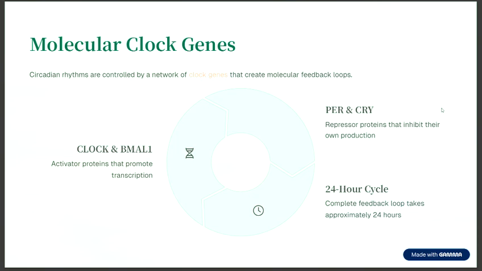So there are some genes which control this rhythm, and you should remember only the names of these genes. First one is the Clock and BMAL1 gene. Second one is the Per and Cry gene.